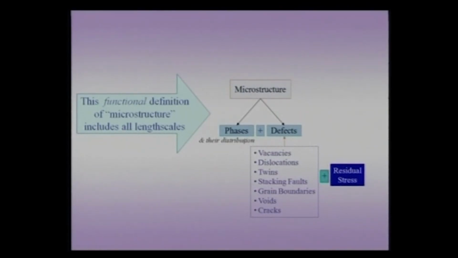So I have multiple phases, and typically each one of these phases could be crystalline or amorphous or other kinds of phases, and I add defects to this distribution of phases, and these defects could be various kinds of crystalline defects like dislocations, twins, stacking faults. There could be larger defects which are bigger in size, for instance voids or cracks, and some of these cracks could be big enough to be even seen with the naked eye. So I put all these defects into this distribution of phases, and finally add my residual stress, which would give me a definition of a microstructure.